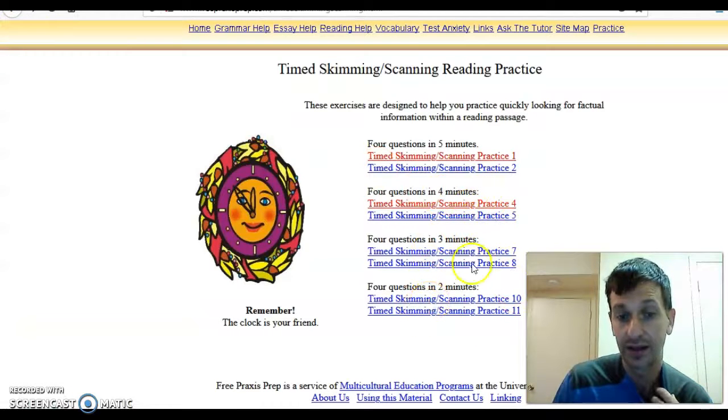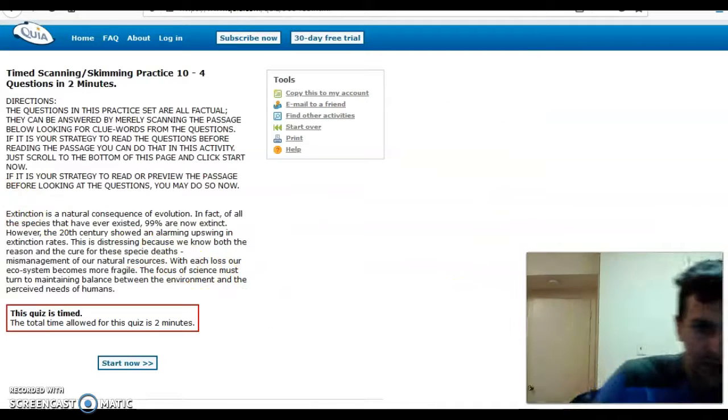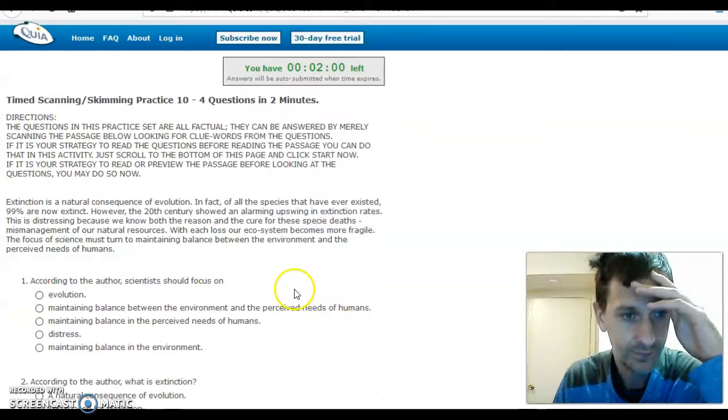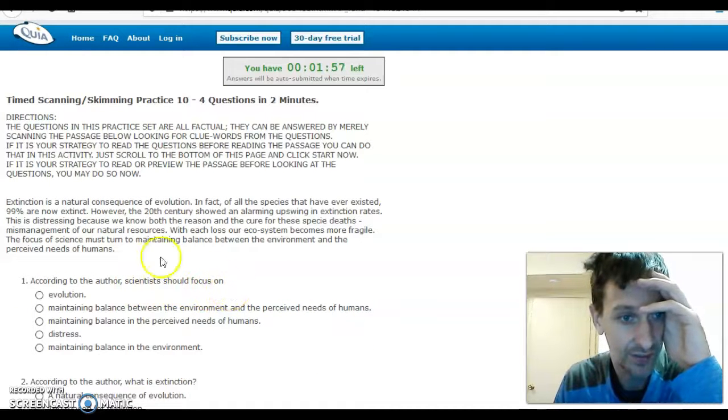And then as you get to it, there's one more that gives you 2 minutes. So let's try this for 1 minute. A shorter passage, but you only have 2 minutes. All right, let's do it. According to the author, scientists should focus on what? Extinction is a natural consequence of evolution. All right. Maintain balance. All right.